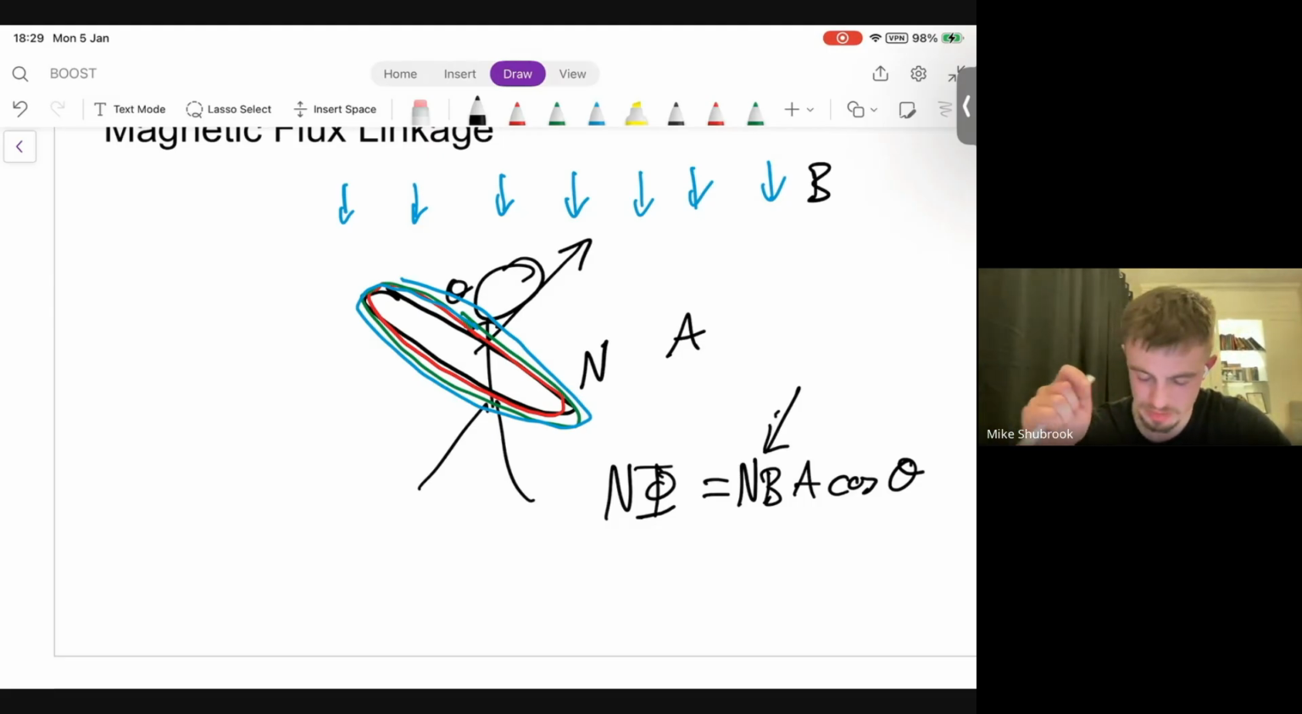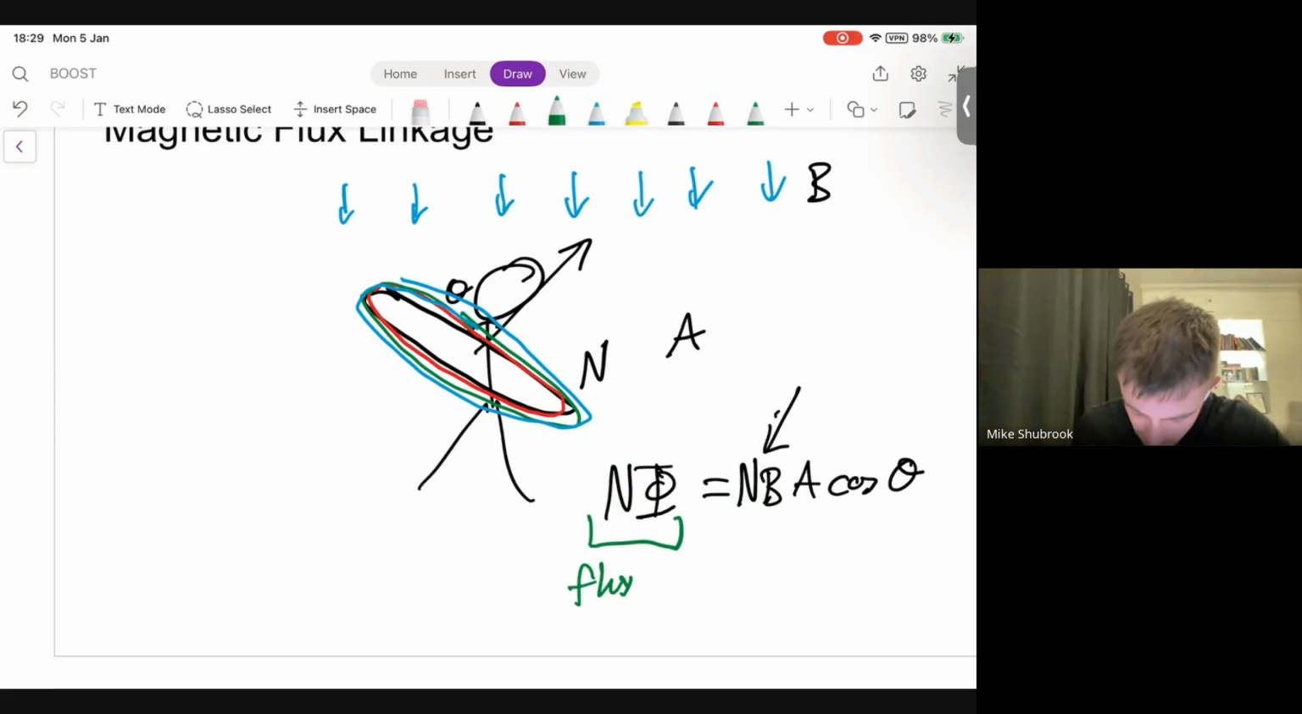Now, this equation probably looks quite strange because you would think, well, I've just got an N on both sides, so why don't I just cancel it? And that's a good question. And the answer is because this quantity here defines what's called the flux linkage. The flux linkage is N times the flux, whereas just the letter phi is the flux by itself, which would be the case when N equals 1.